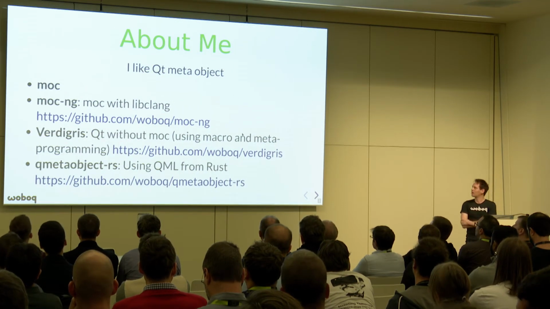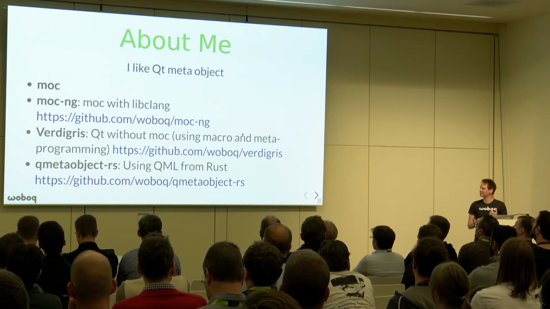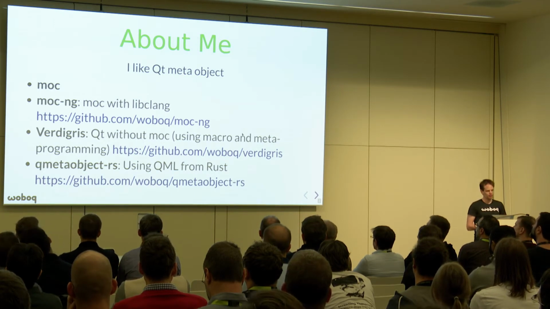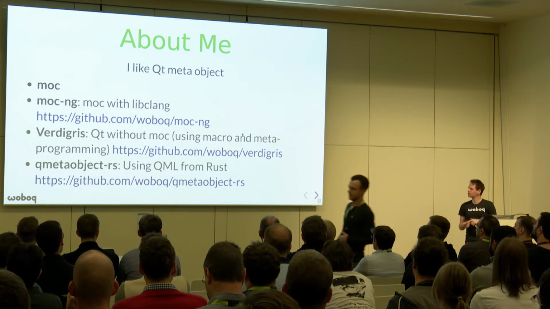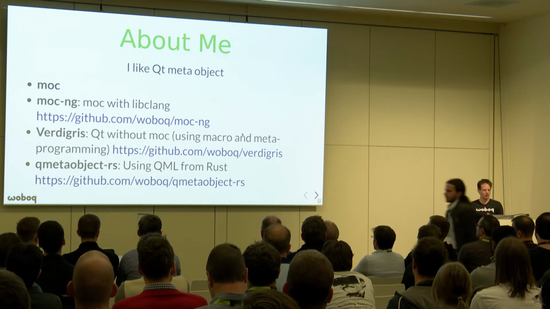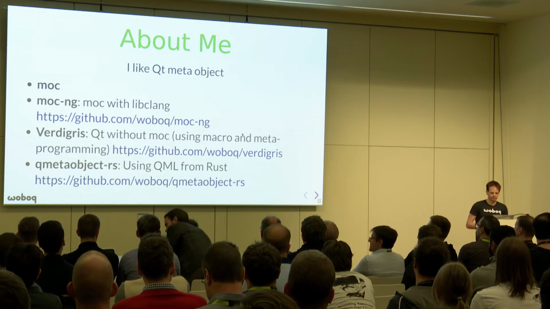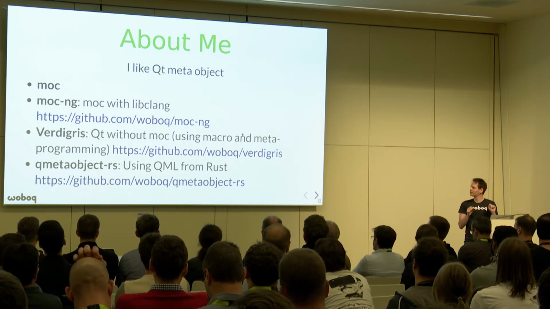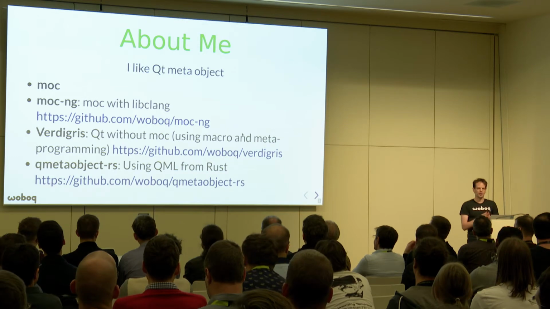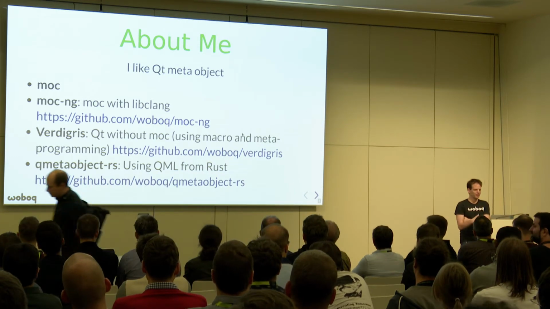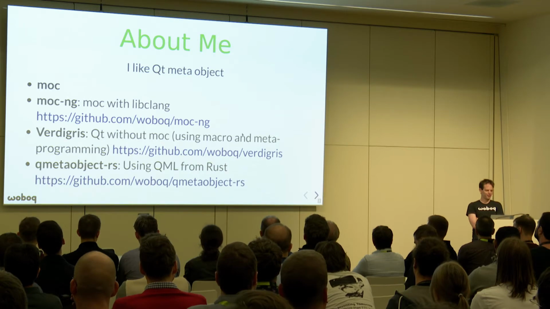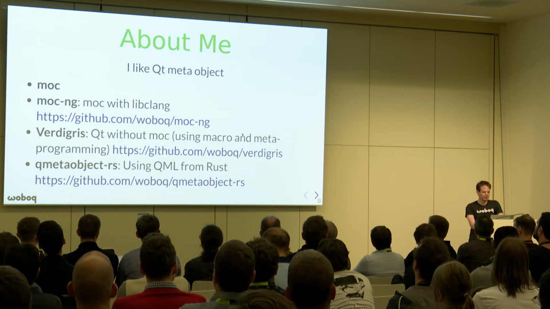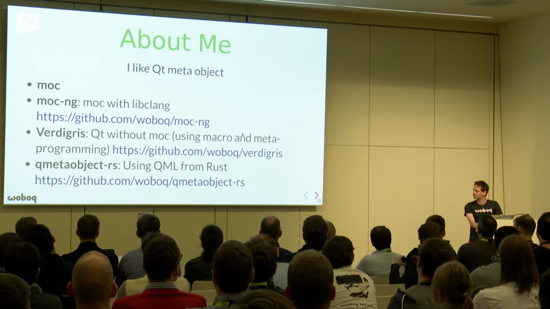Yeah, I like meta objects. So back in Trolltech, Nokia, I was working a bit on the moc. I also did a moc-ng, which is basically re-implementing moc using libclang as an experiment. Verdigris, which was presented earlier, uses templates and macros to re-implement the moc. And then finally, why we're here today, QMetaObject RS, which is basically the same as Verdigris or moc, but in Rust.